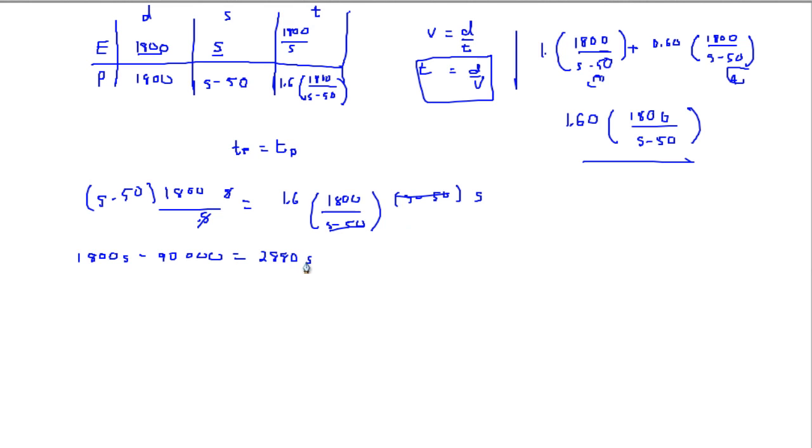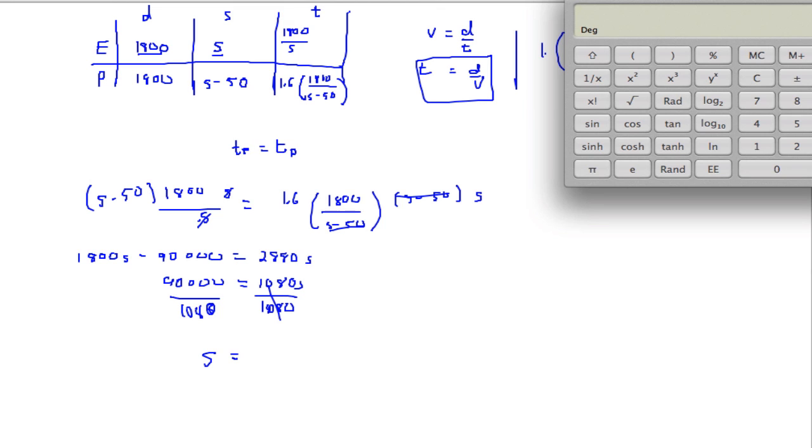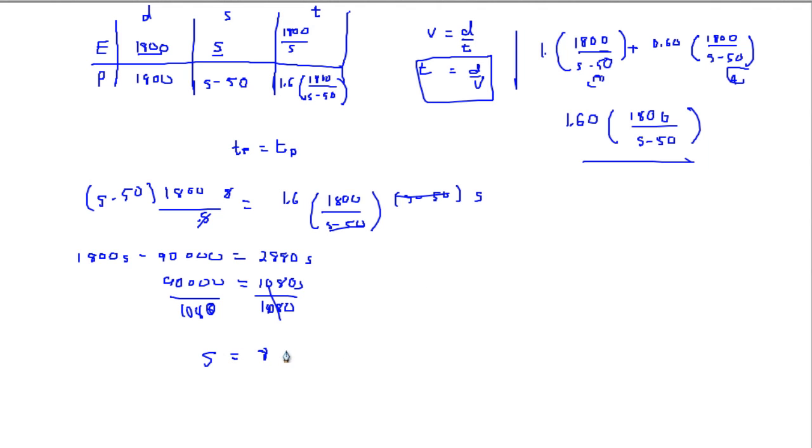2,880 s. Then we'll put the s on the other side, which will give us 1,080 s equals 90,000. In order to solve for s, divide by 1,080. And s, the speed of the Exante train, will be, when we divide 90,000 by 1,080, let's just do that in the calculator, which is 83, which gives us 83 kilometers per hour for the Exante train.